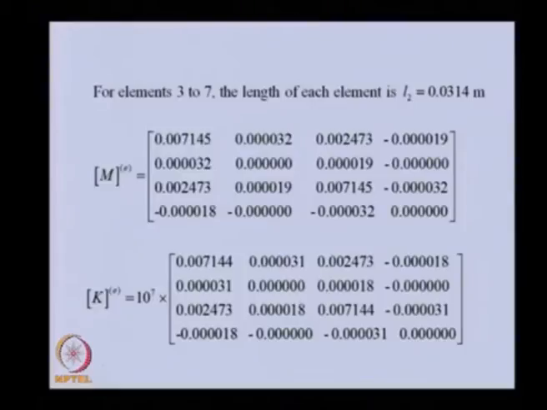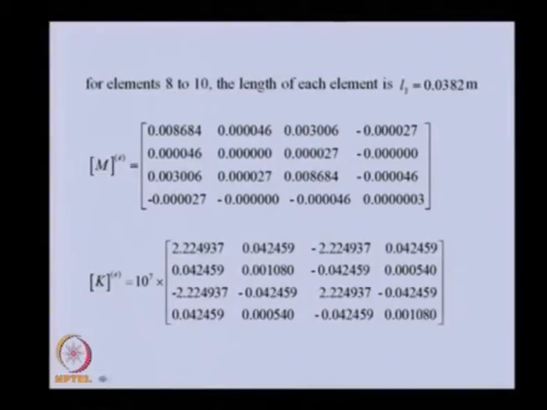Now from element 3 to 7, that is between two discs, the element has this length, and the mass and stiffness matrix will be like this. These correspond only to the shaft, and in this we have not considered this particular inertia, they are 0. So now you can see that these correspond to element 3 to 7, and next is from 8 to 10.